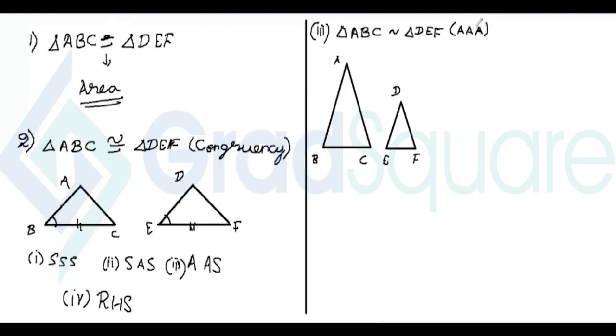So when three angles of triangle ABC are equal to the corresponding three angles of triangle DEF, then they are said to be similar to each other. Now, whenever we have a pair of similar triangles, there are three or four properties, I would say, which we can apply to this pair immediately. Let me change this 3 to 3 for consistency.